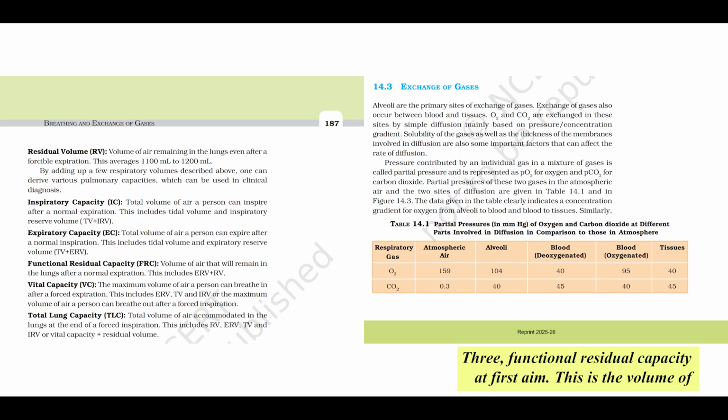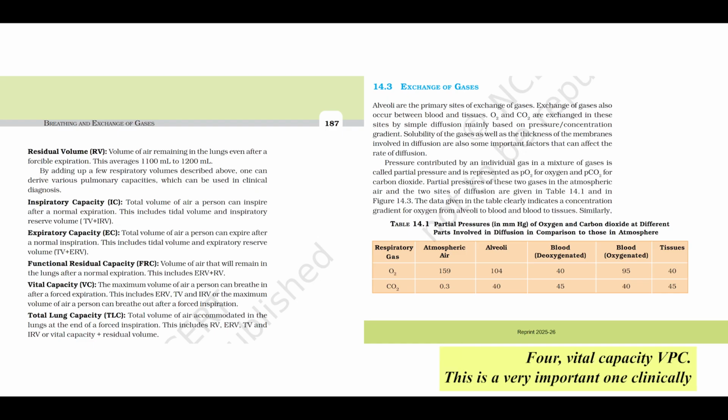3, functional residual capacity, FRC. This is the volume of air remaining in the lungs after a normal quiet expiration. It's the air left in your lungs at the resting end expiratory level. Formula, FRC equals ERV plus RV. This represents the reservoir of air in the lungs available for gas exchange between breaths.